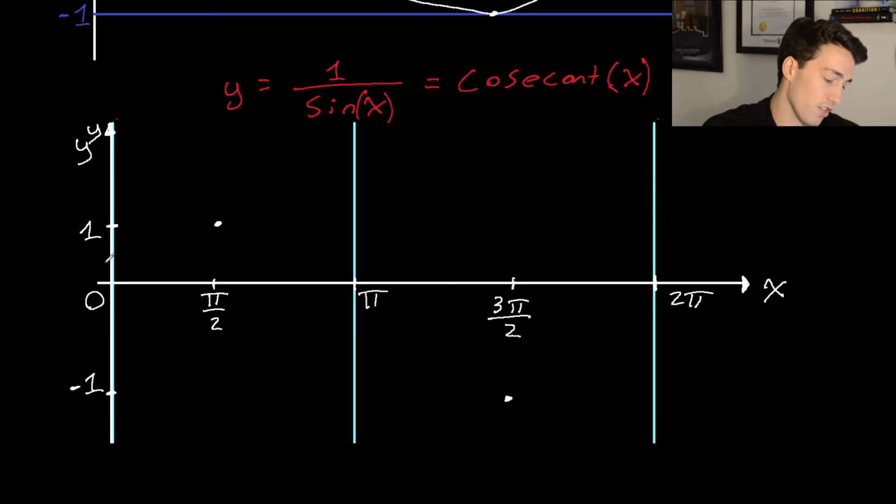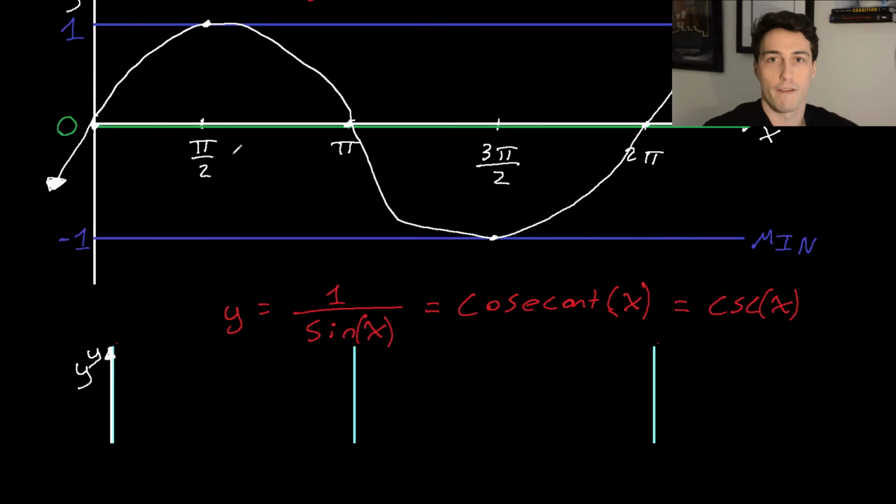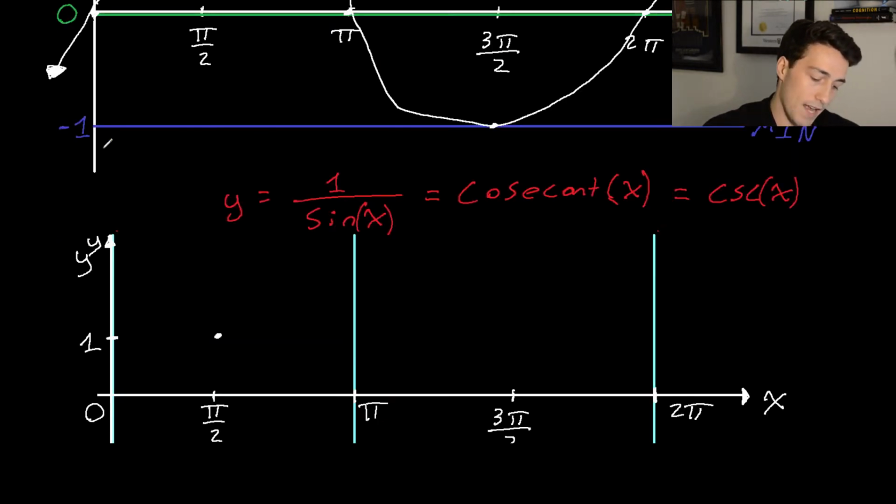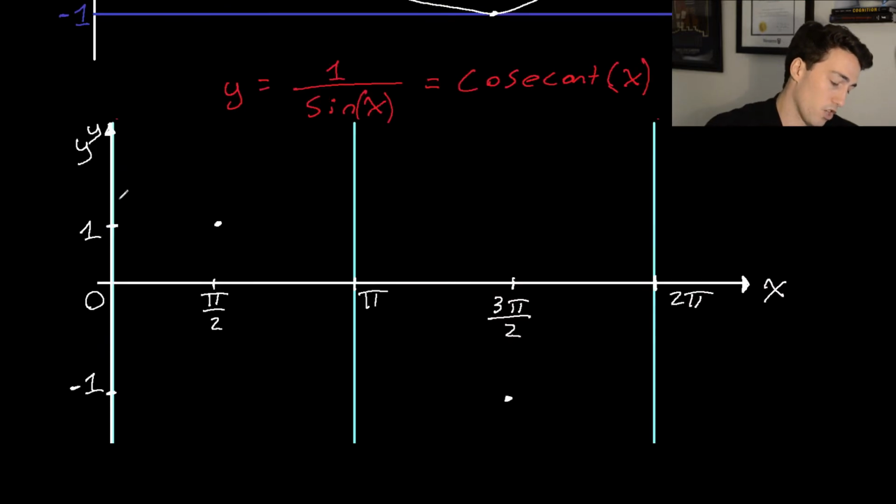The thing that does change, though, is since it's 1 over sine of x, wherever sine of x equals 0, there's going to be a vertical asymptote there. So if you look at where sine of x is 0, it's at 0, pi, and 2 pi. So then we're going to have 3 vertical asymptotes, which are these blue lines here. So 0, pi and 2 pi.